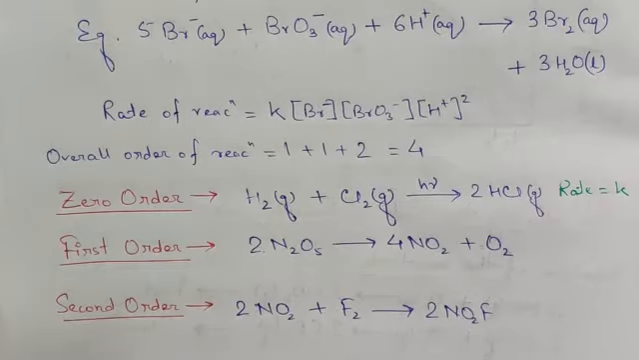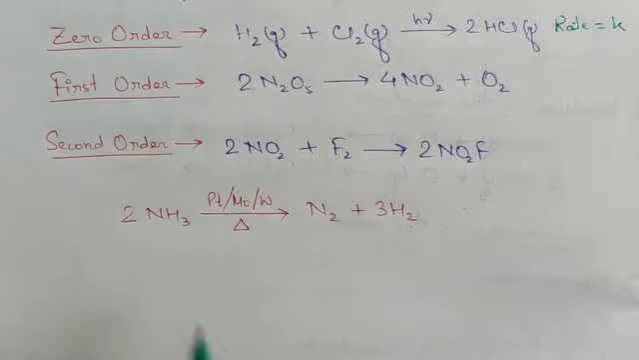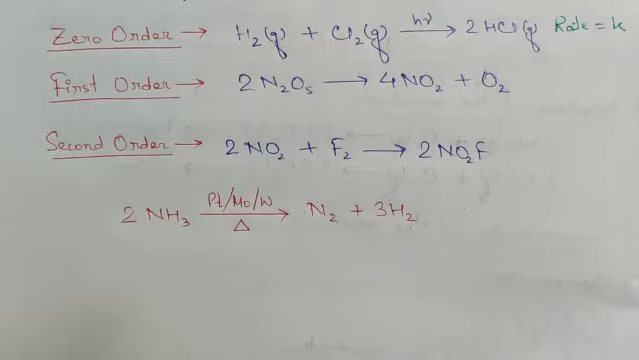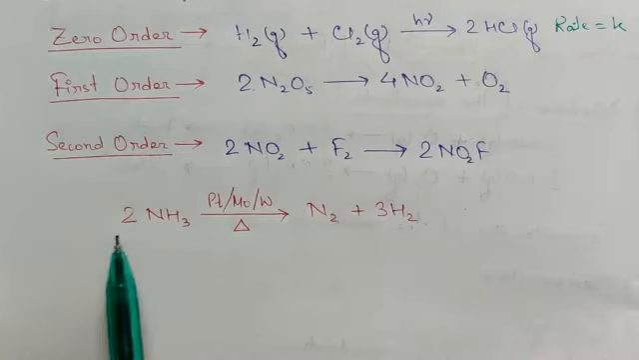So I will give you the examples. Look at this reaction, that is the decomposition of ammonia on a hot metal surface. Here you can see that either platinum or molybdenum or tungsten can be used as the catalyst, and a tremendous amount of heat and pressure is supplied for this reaction. From the theoretical values we can expect that the order of reaction can be second order. But what happens?